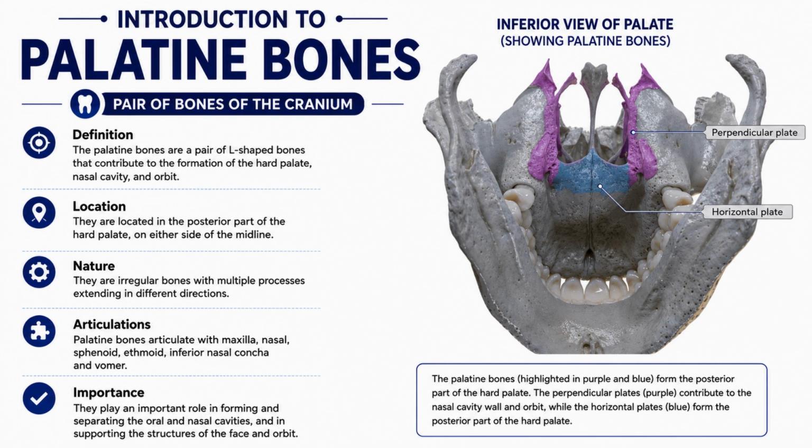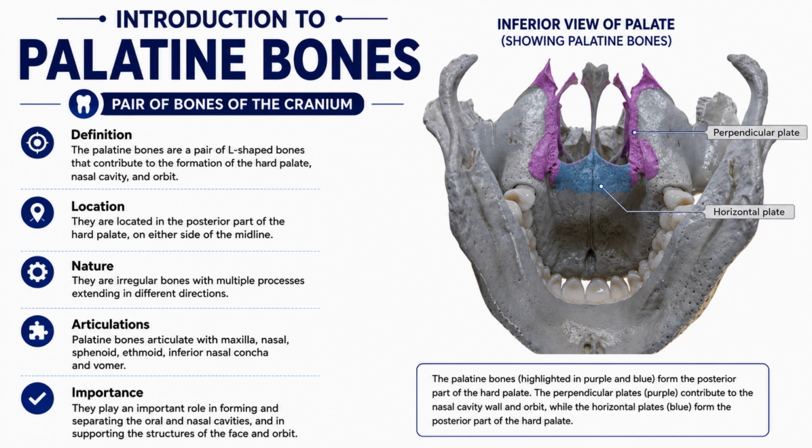First, they are irregular bones. See the diagram? And with multiple processes that are extending in different directions. Like maxilla, it also articulates with many bones. It articulates with maxilla, nasal bones, sphenoid bone, ethmoid bone, vomer bones and the inferior nasal concha. Its main role is the formation of the hard palate and forming the floor of the nasal cavity and roof of the oral cavity.